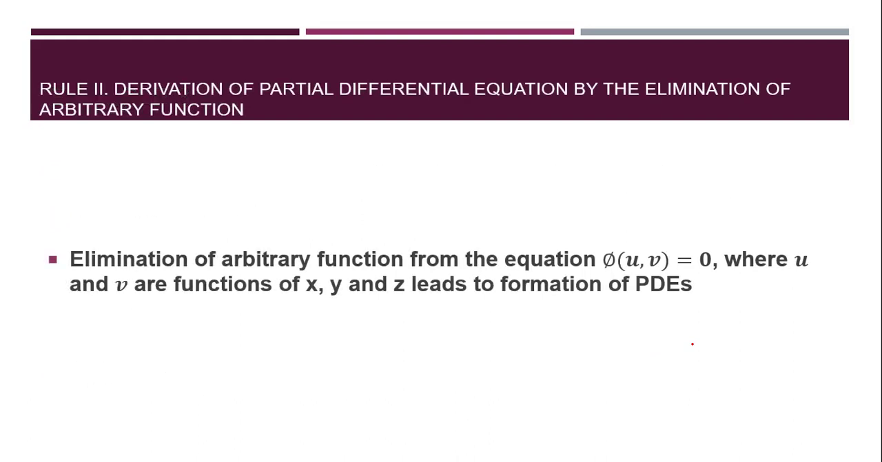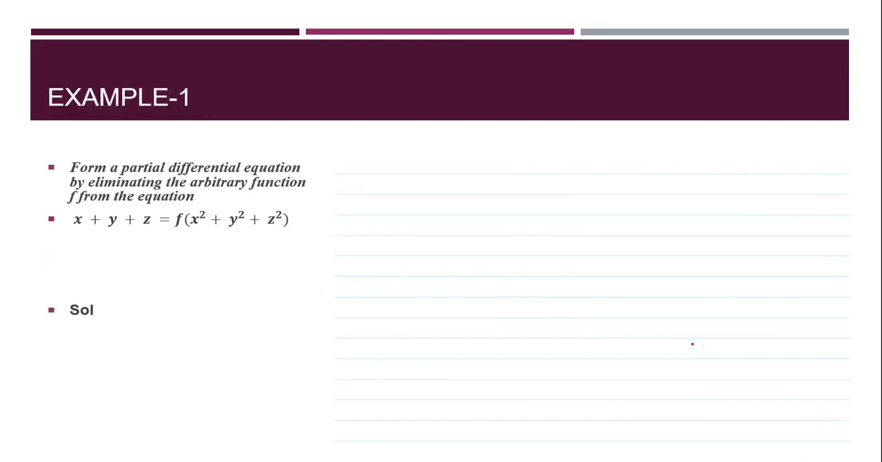Now there is another rule that we have discussed. Till now, when I am getting the equation, we have eliminated the constant by differentiating with respect to x and y. Now the other type of equations could exist when we are getting the functions. So we need to eliminate those functions differentiating with respect to x and y. Let's try some examples. We have the first example, and you can see instead of getting the whole relation, I am getting x plus y plus z is a function of x square plus y square plus z square. How will I get the PDE?